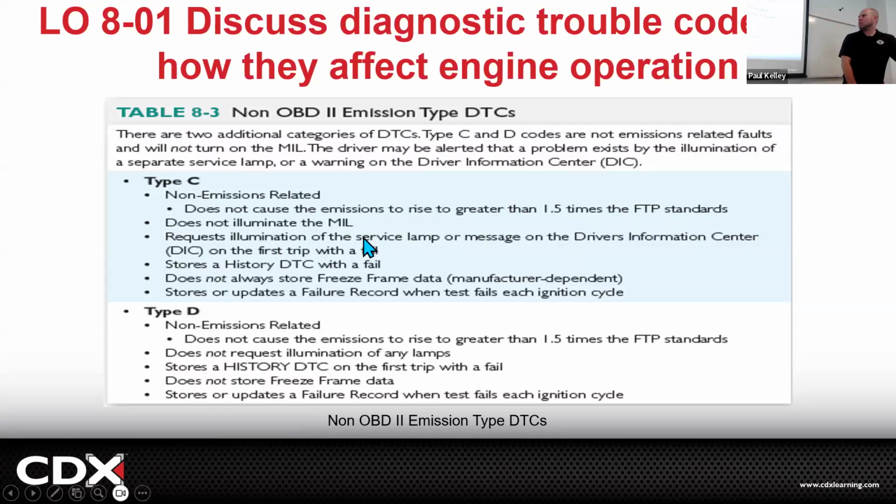It may request illumination of the service lamp on the driver's information center. Sometimes, on a first trip, it could store a history DTC. So let's say maybe this is a failure of a sensor that doesn't relate to emissions, which is kind of dumb because honestly, if it doesn't relate to emissions, then why did they put the sensor on there? But let's make one up. It's a tough one.